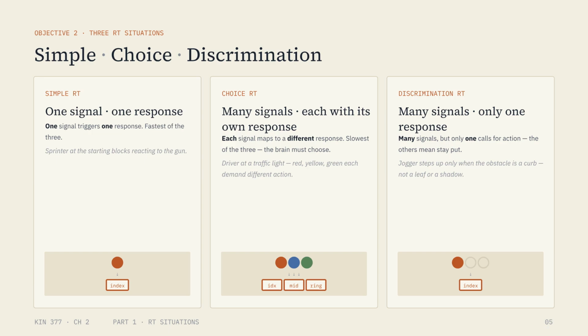You see a light come on, you lift your finger. A sprinter at the starting blocks listening for the gun. This is the fastest RT situation because there's nothing to decide.